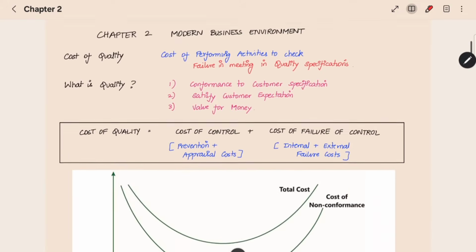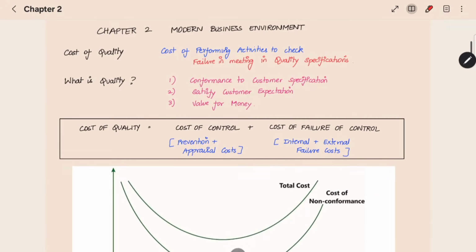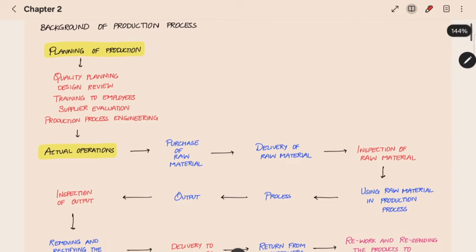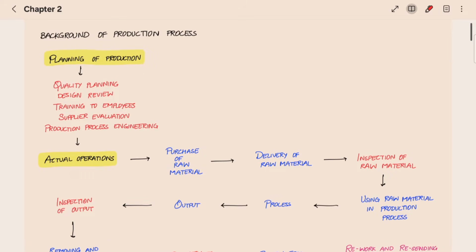First thing we have to see is that in this chapter, for understanding the sums and solving them, we need to understand the concept called cost of quality. For a brief introduction to cost of quality, we need to understand the background of the production process, how production is happening in a company or a manufacturing concern, how they are producing. That entire process we need to know a little bit.